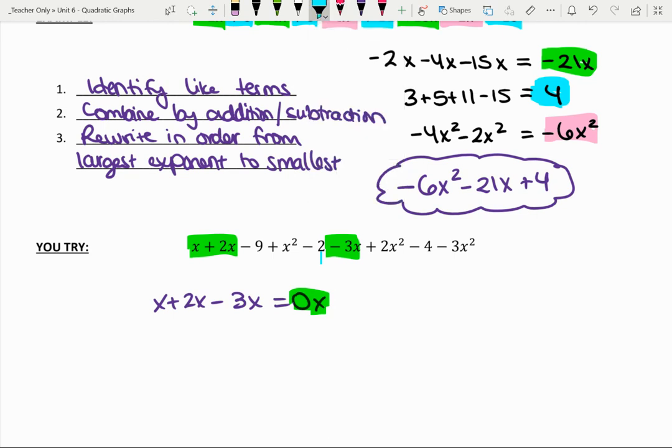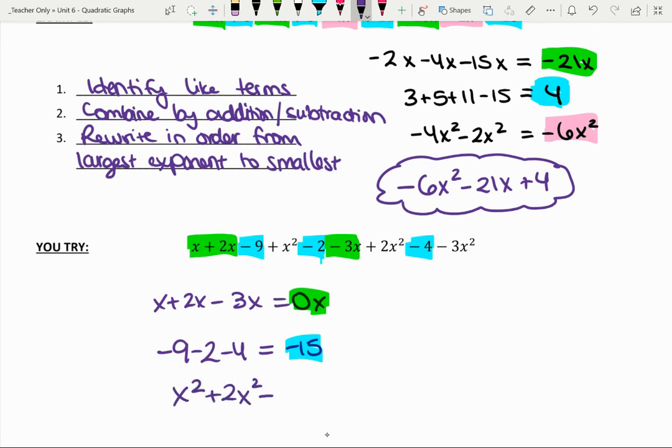And then we've got negative 9 minus 2 minus 4, which adds up to negative 15. And then our last set of like terms is x squared plus 2x squared minus 3x squared. I got that from those last remaining little bits there. And that again makes 0x squared.